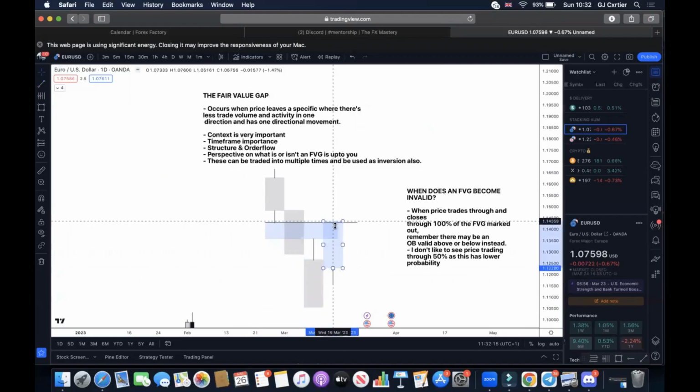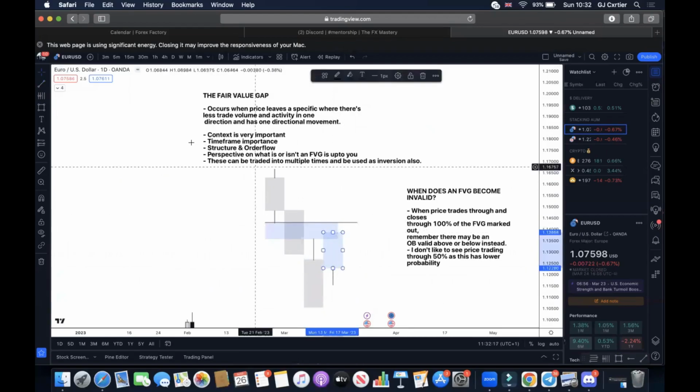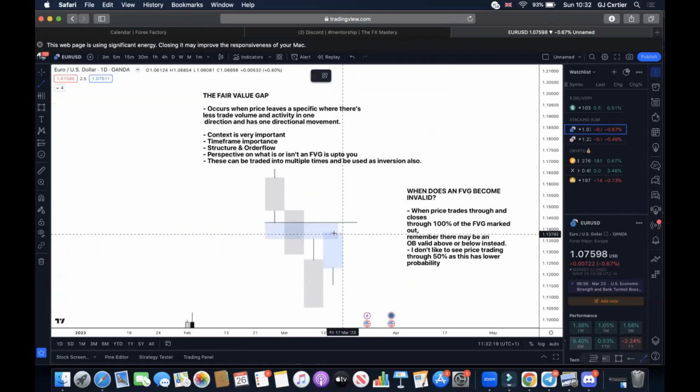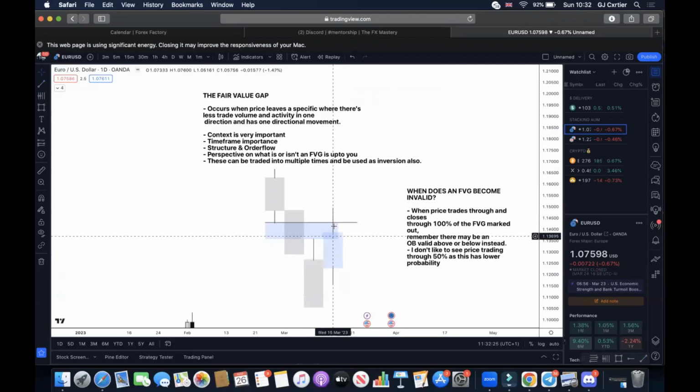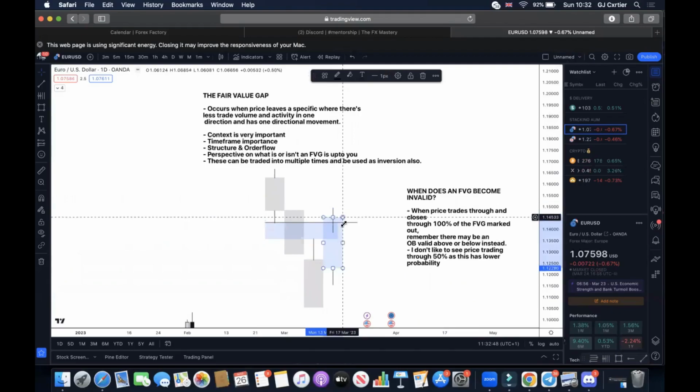But let's say price comes in, taps perfectly like so, and reacts something like this. So let's say we wick up, ignore the wicks. We're looking at the body closures. So the body closes back below. We are good for a short in this circumstance. It only becomes invalid once you close through 100% of the fair value gap. If we close like this, we're good to go.